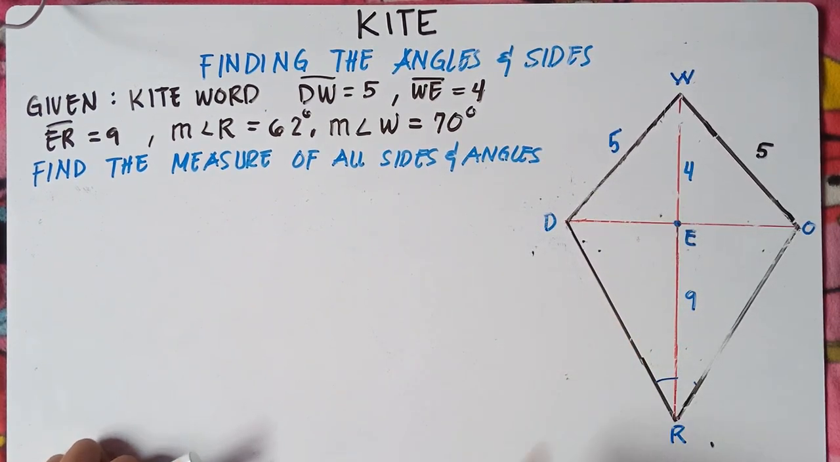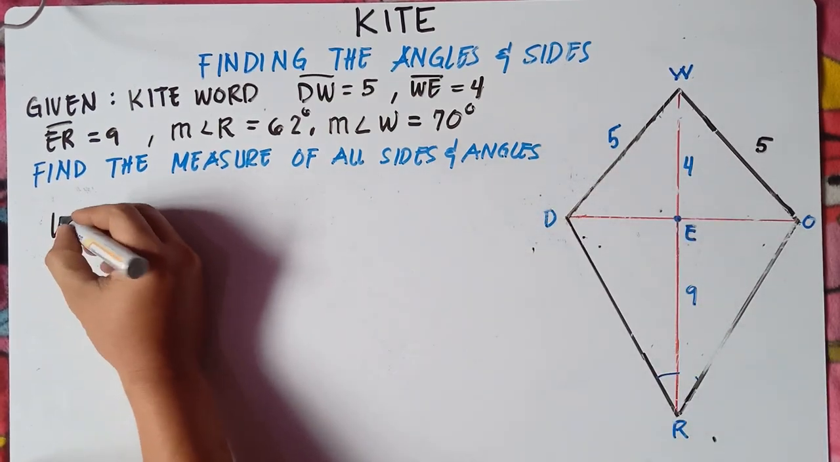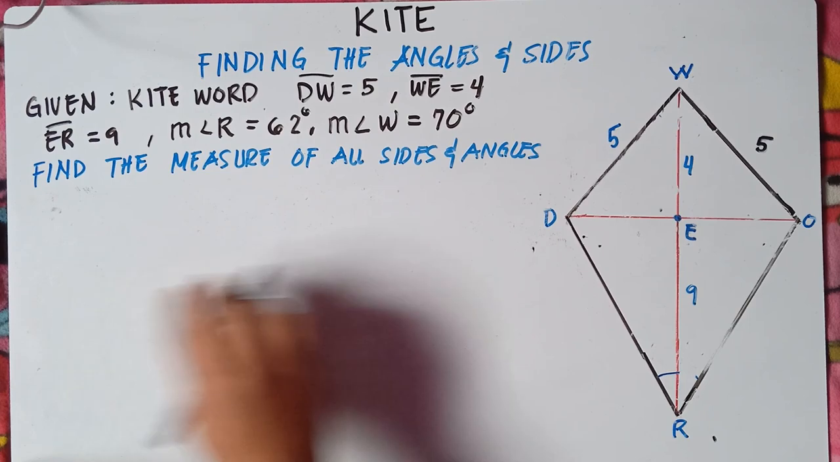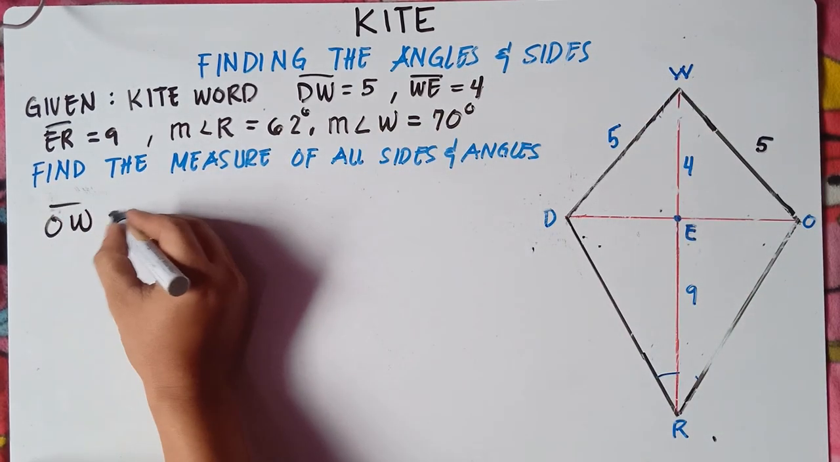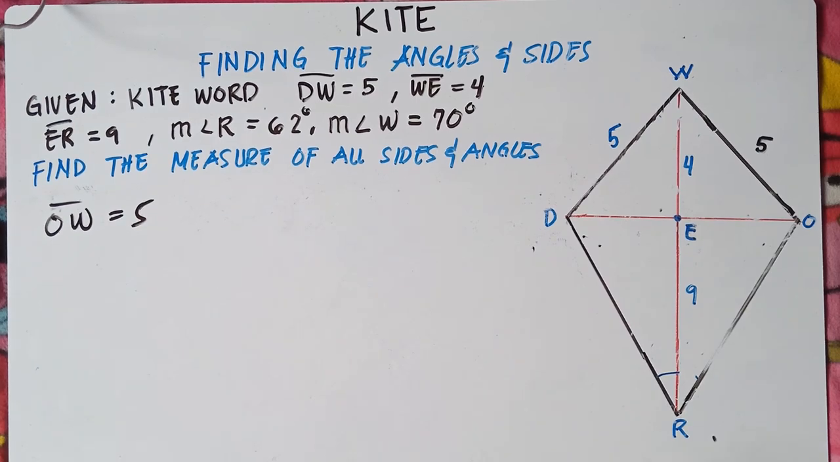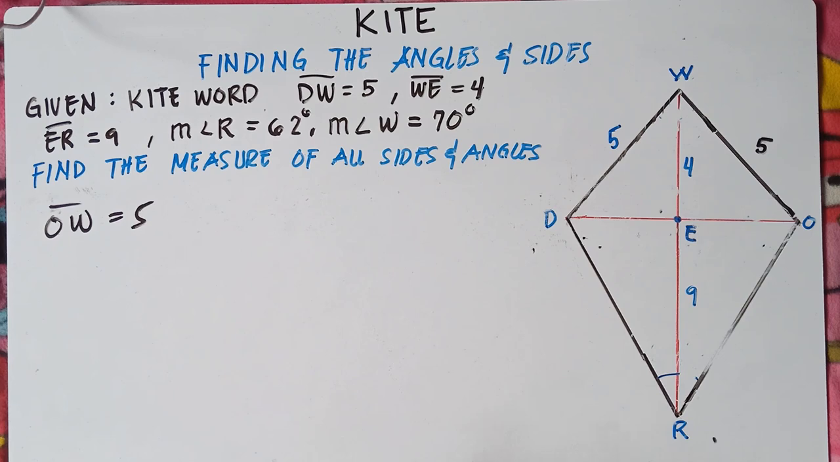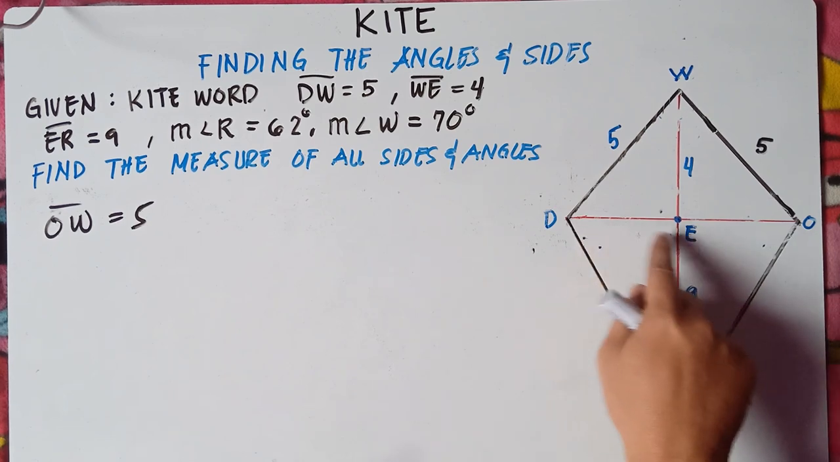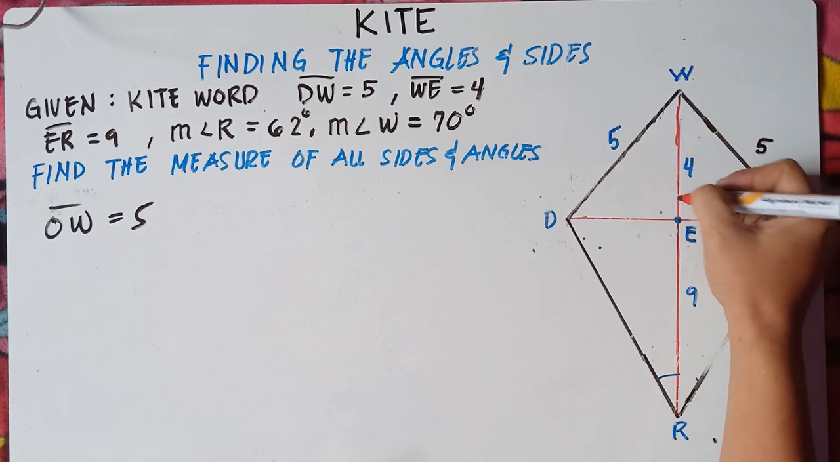We already have WD. WD is given. WD is 5, or DW is 5. Therefore, OW is 5. Next, we find DE. We find DE and EO. What is the measure of DE? That would be equal to EO.